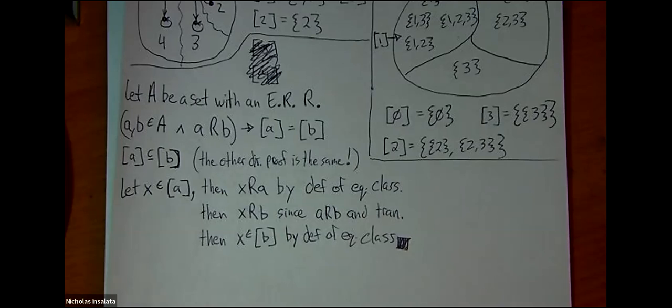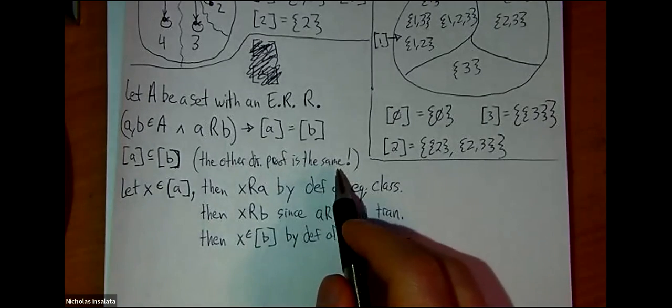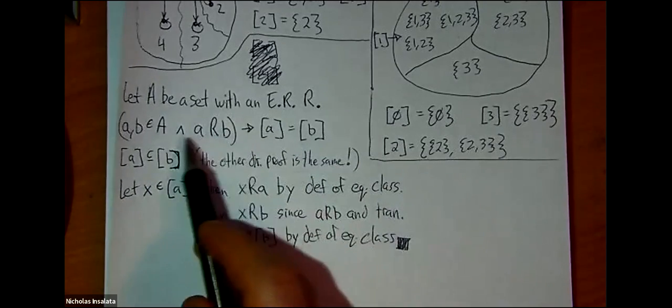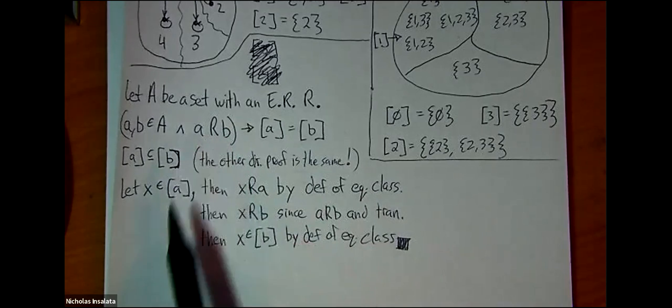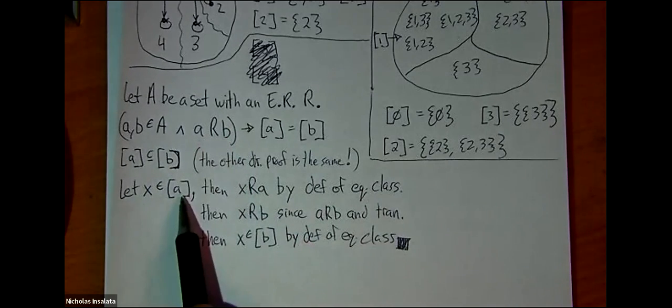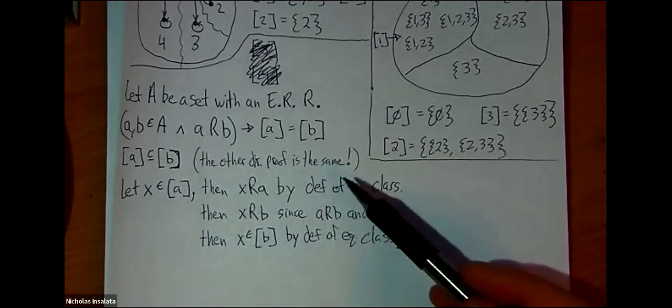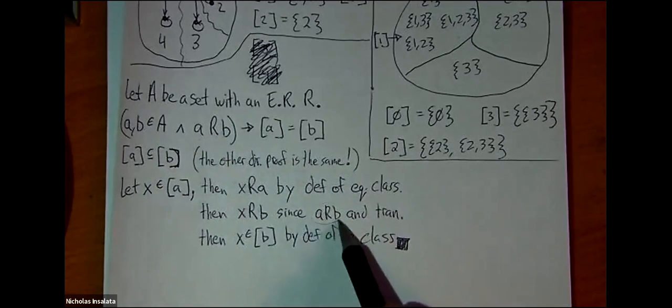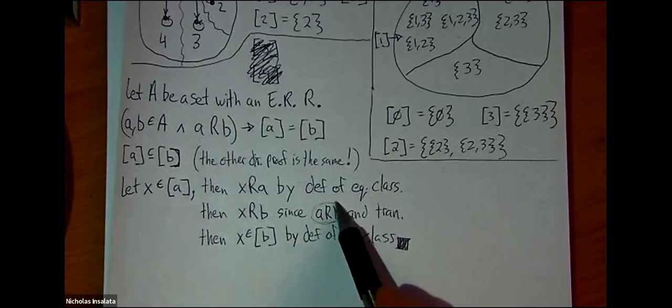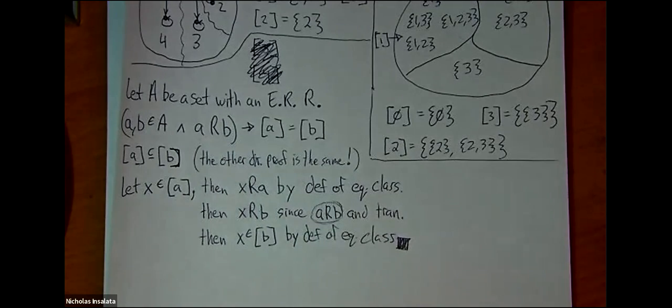That's it. Going the other direction is the same, except that here we have A relates to B, and what we'd be starting with is, instead of X as an element of A, we'd be starting with X as an element of B to go the other direction. So the proof would be exactly the same, except on this piece right here, what other property of equivalence class would we need to use?